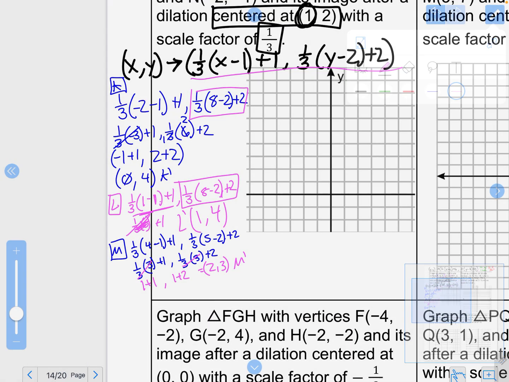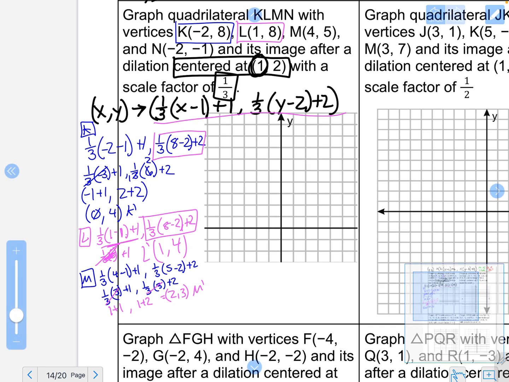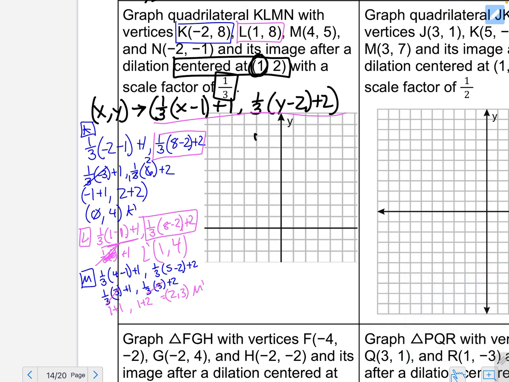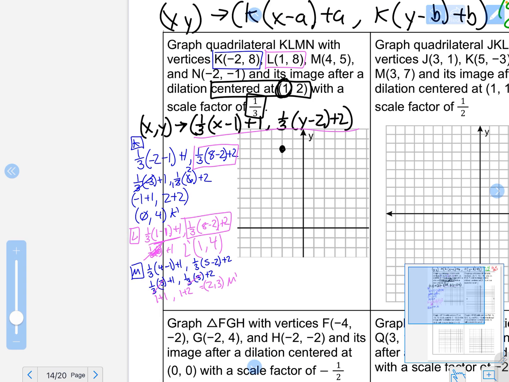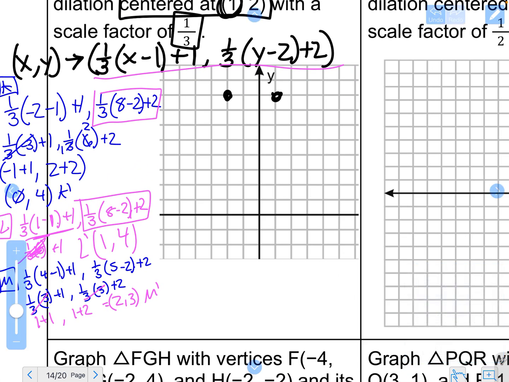So let's graph this all just to make sure that we did it right. So K is -2, 1, 2, 3, 4, 5, 6, 7, 8. Then we have 1, 8. And then we have 4, 1, 2, 3, 4, 1, 2, 3, 4, 5.